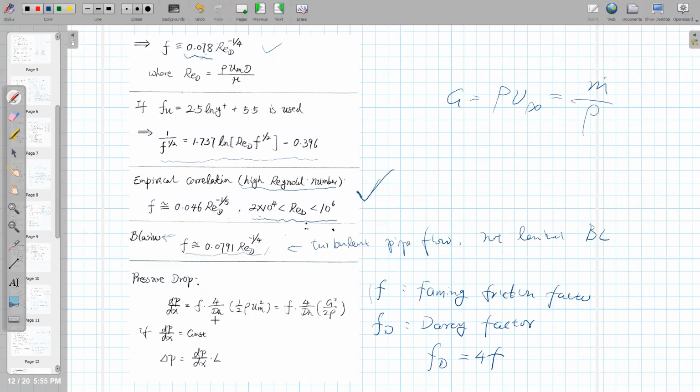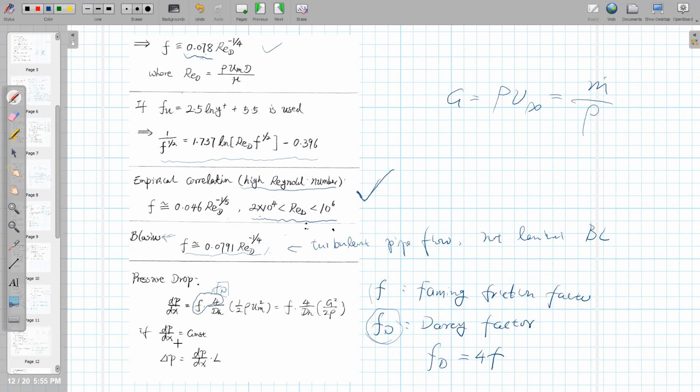If for some types they are using Darcy, when they calculate pressure loss, they will combine this 4 and this f together into just f_D, so that you won't see this 4 in the correlation here. So what I want to say is that if you read some textbook or some paper, when they calculate the pressure drop, you won't see this 4. That means the F they're using here is Darcy, not the Fanning. So that's the thing I want to show you.